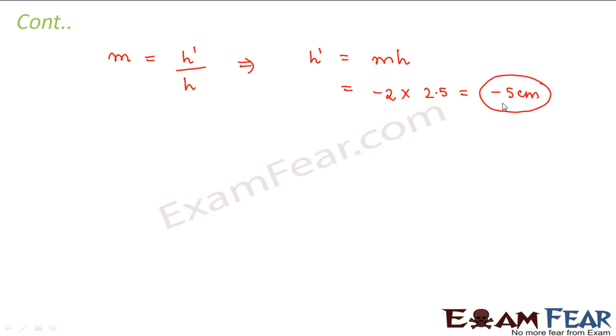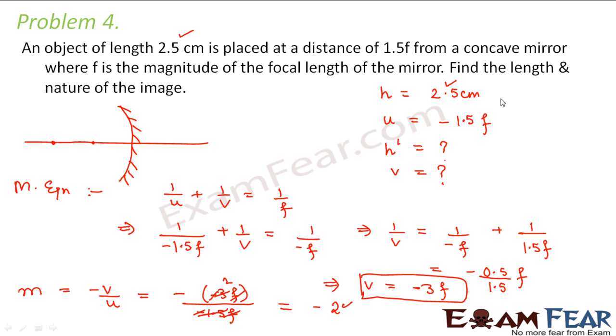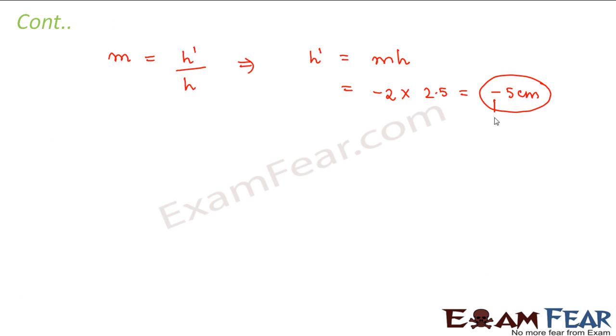So we calculated the size of the image. Length we have calculated. And what would be the nature of the image? The nature would be inverted. So if it is inverted, that means it is real, and the size is enlarged. So the nature of the image is real, inverted and enlarged, and the size of the image is 5 centimeters.